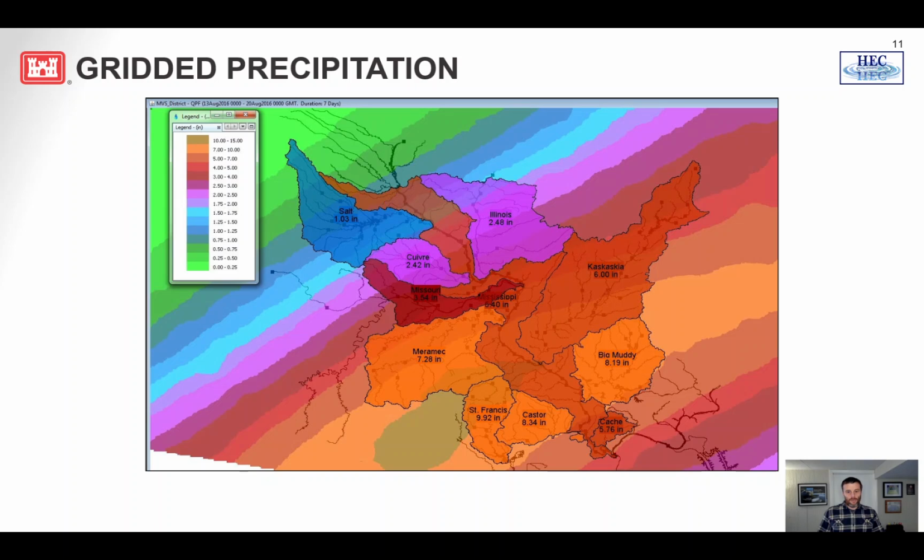So this may not be detailed enough for what I need as a water manager, but it's perfect for me to be able to convey the message on where the issues are and where the focus of our water management activities are going to be. So for example, if you start seeing the summary of the sub-basin average or the watershed averages, the Salt River is going to get about 1 inch of rain. But if we get down here towards the St. Francis or Merrimack or Castor, we're starting to get between 7 to close to 10 inches of rainfall.